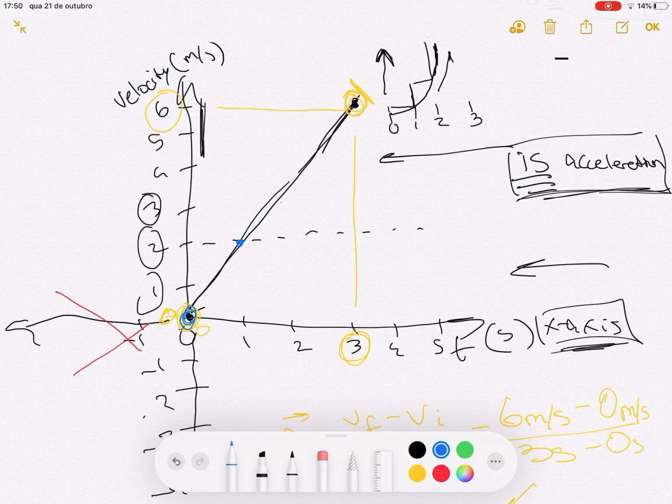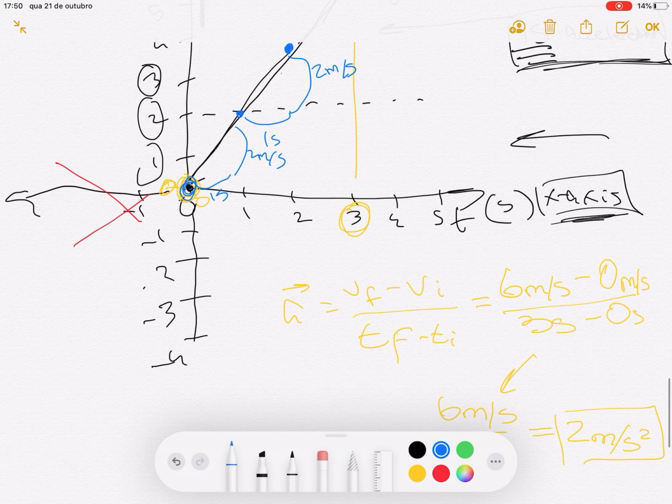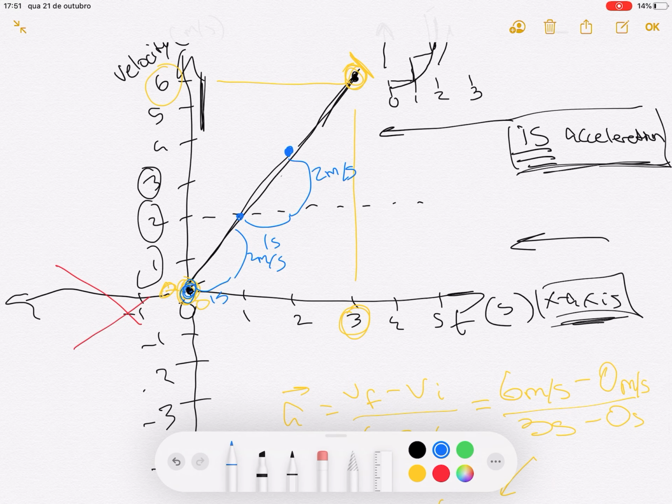And then on second 2, it's around 4. If I knew how to draw graphs well, it's around 4 meters per second. And so from 1 to 2, 1 second passed, and it went 2 more meters per second. And this pattern keeps repeating. And that is why that's the acceleration, because essentially, acceleration is the slope of a velocity time graph.